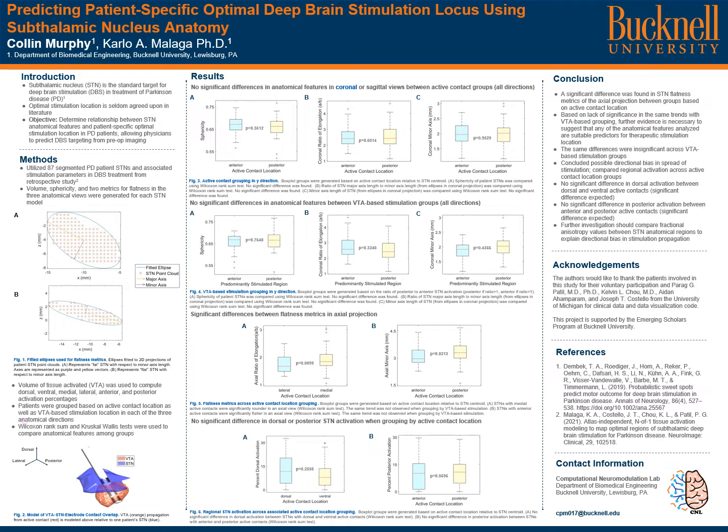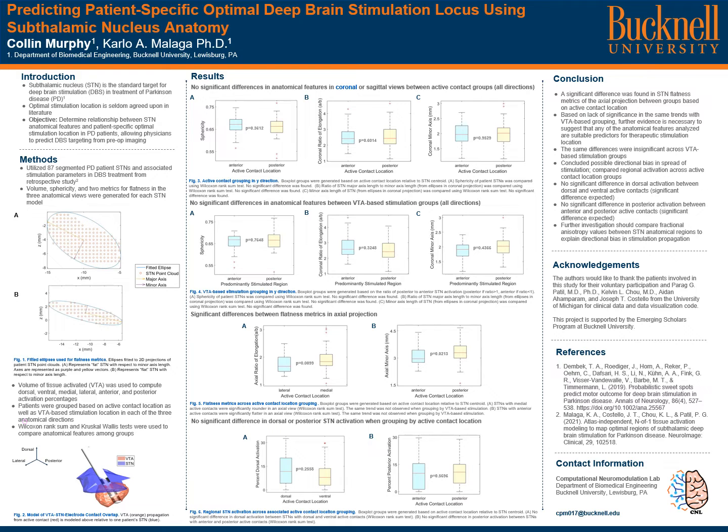The same significant trends were not observed when grouping by stimulation location, implying some disconnect between active contact location and stimulation location. To investigate this, I grouped by active contact location and compared regional activation percentages. Dorsal and ventral active contacts were not significantly different in terms of dorsal activation, and anterior and posterior active contacts were not significantly different in terms of posterior activation.